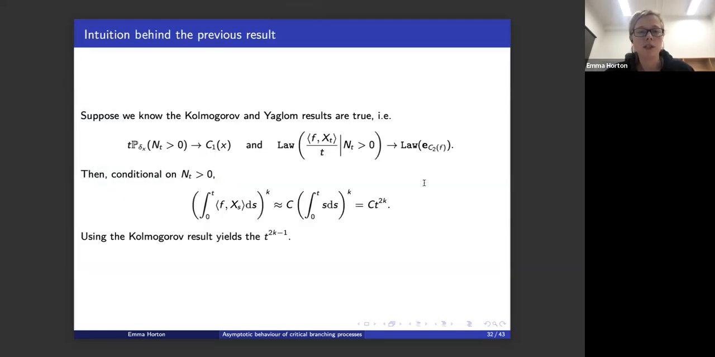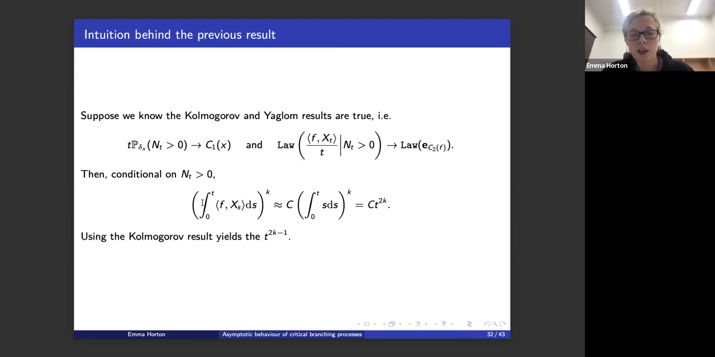So I won't do the whole proof again, but just to give some intuition as to why we expect this normalization of t to the 2k minus 1. Suppose that we know that the Kolmogorov result holds for the survival probability and that the Yaglom limit result holds, so that conditional on survival, the process normalized by t converges in distribution to an exponential.